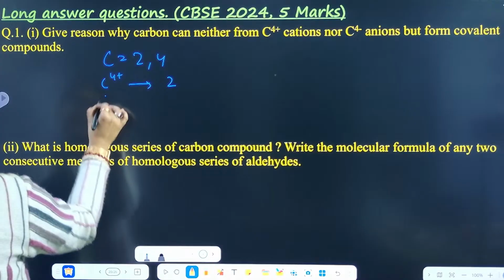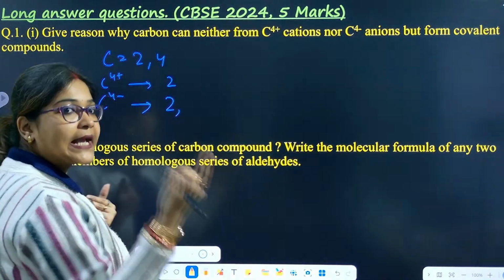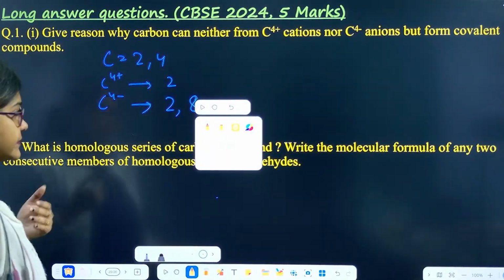And if it generates C4- ions, that means what? It has to take up 4 more electrons, right? So this will be 8.